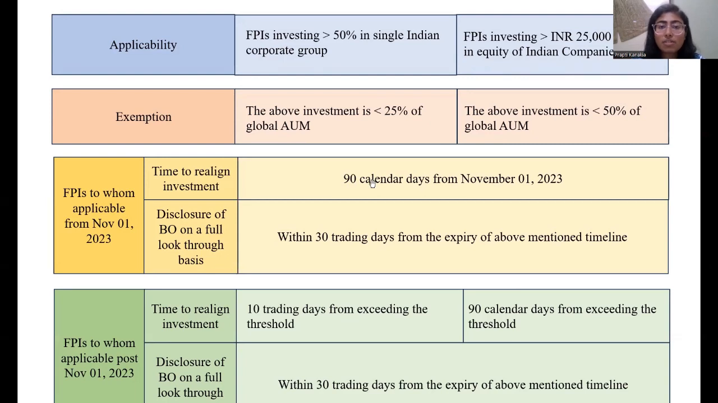If they are able to bring down their investment, they are not required to provide the details of their beneficial owner. However, if they don't reduce their investments, then they will be required to provide the disclosure of their beneficial owner within the next 30 trading days of completion of this 90 calendar days.